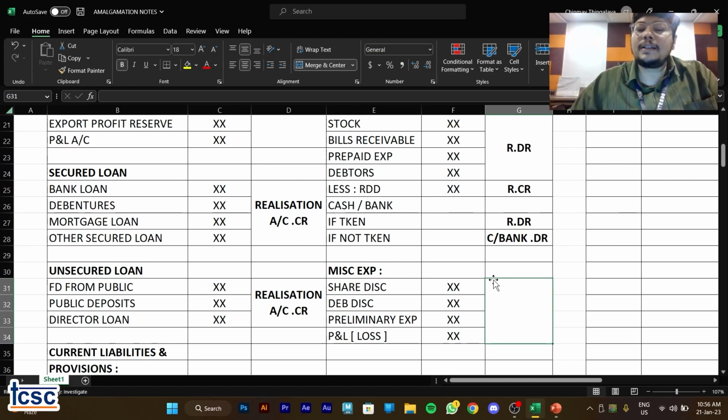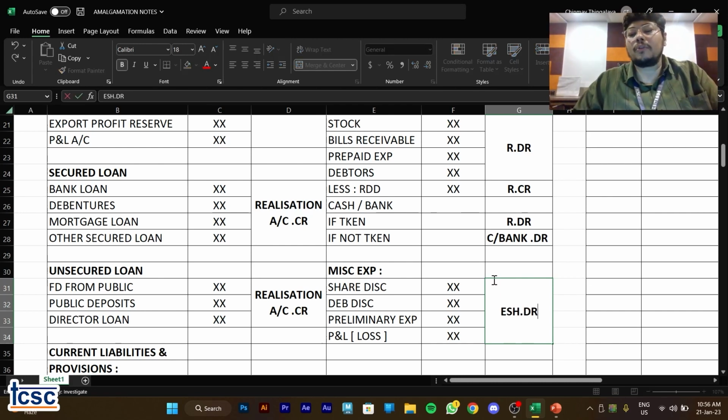Next part is miscellaneous expenditure. My dear students, if reserves and surplus is part of equity shareholders fund, miscellaneous expenditure has to be part of equity shareholders fund, because any profits, any losses have to be borne by the equity shareholder. That is the basic funda behind it. So miscellaneous expenditure items, whatever are there, share discount, debenture discount, preliminary expense, and profit and loss account, the asset side balance is always a loss, will be transferred to ESH account on the debit side.